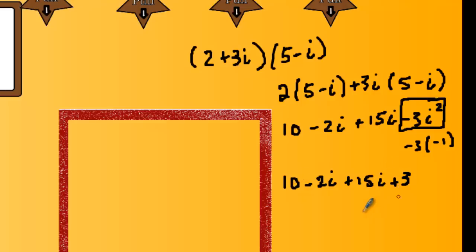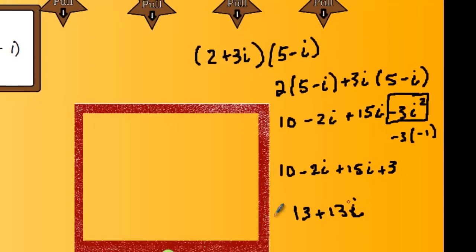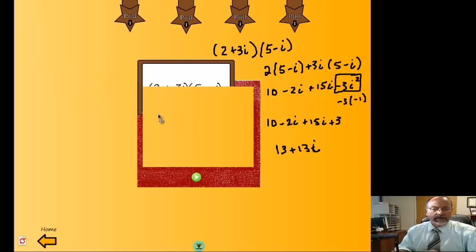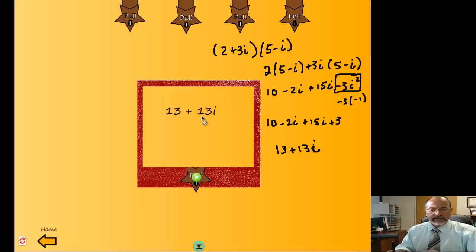So I have a real 10 and a real 3, that's 13. I have -2I and 15I, so that's plus 13I. So these two multiplied together should equal 13 plus 13I.